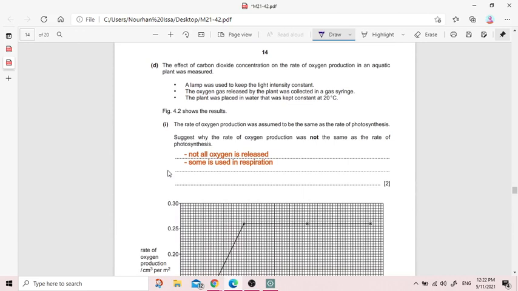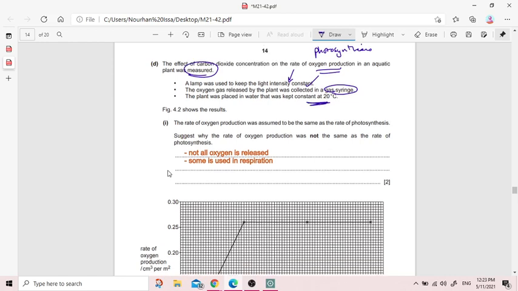D. The effect of carbon dioxide concentration on the rate of oxygen production in the aquatic plant was measured. Effect of CO2 on rate of oxygen production. Rate of oxygen production means the rate of photosynthesis. This is what produces oxygen. The lamp was used to keep the light intensity constant. The oxygen gas was collected in a gas syringe. The plant was placed in water with a constant temperature.